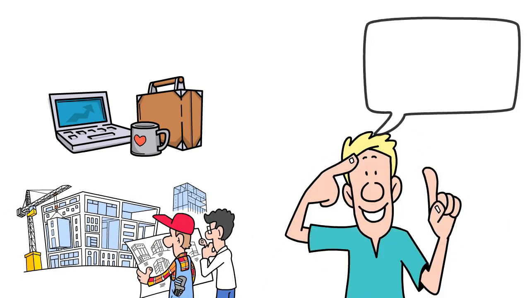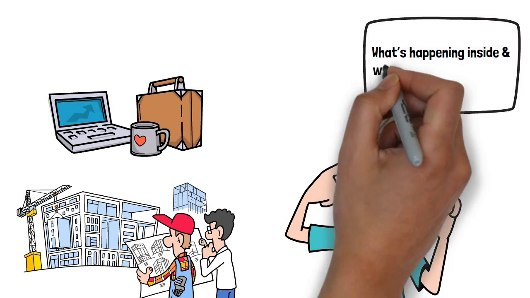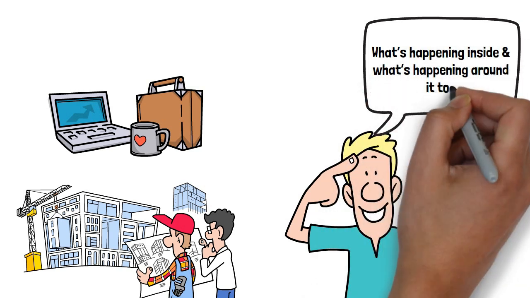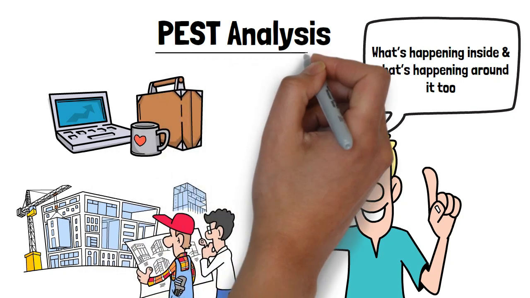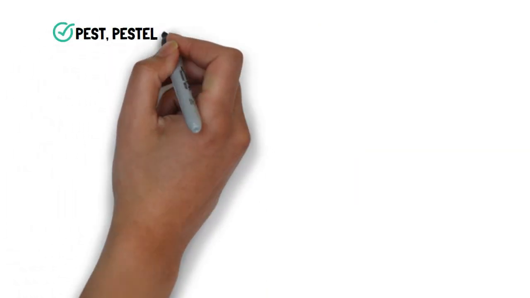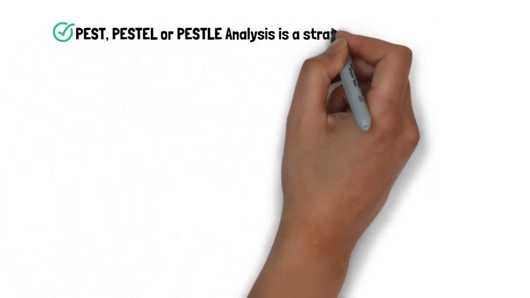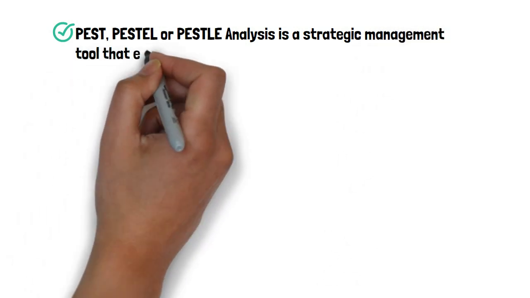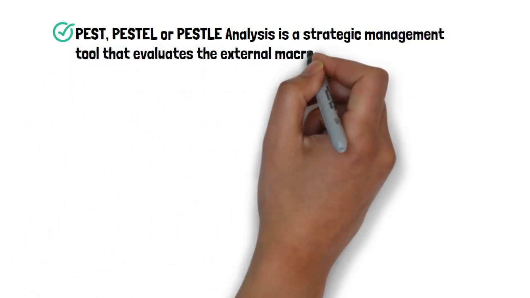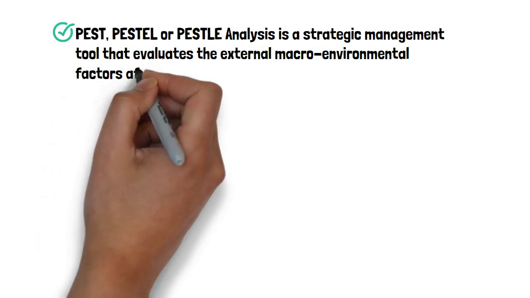In the world of business and construction, making informed decisions means understanding not just what's happening inside your company, but what's happening around it too. That's where PEST analysis comes in. PEST, or PESTLE analysis, is a strategic management tool that evaluates the external macro-environmental factors affecting an organization.